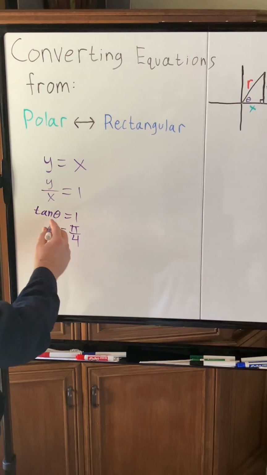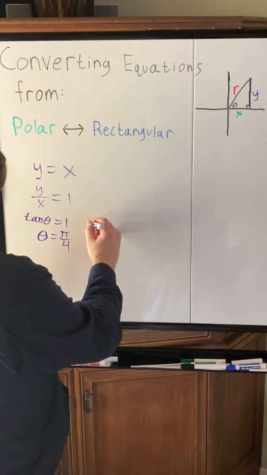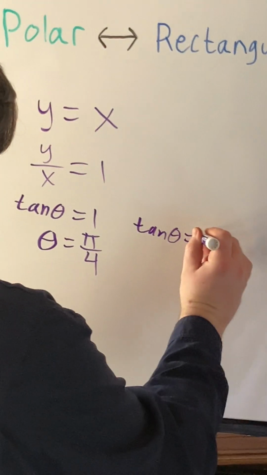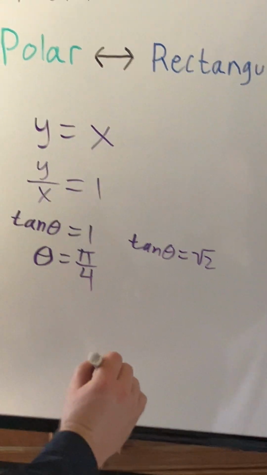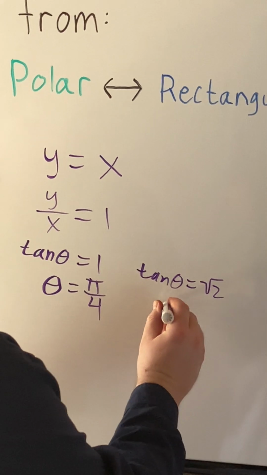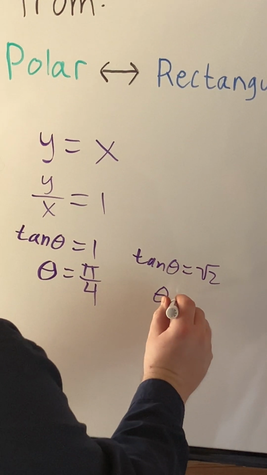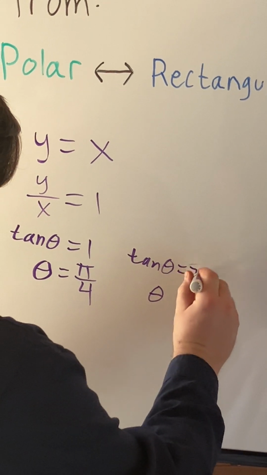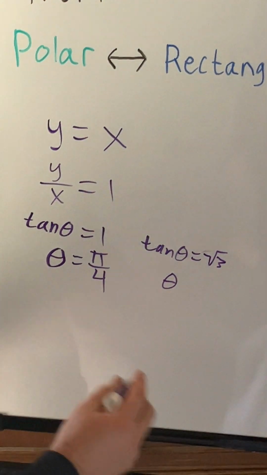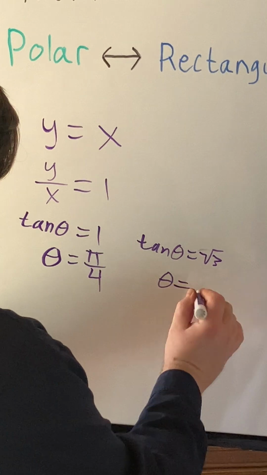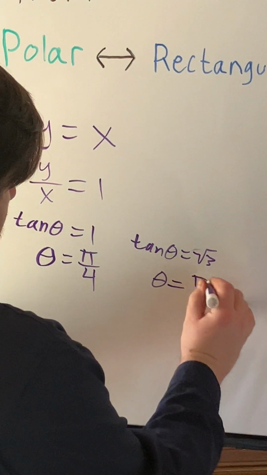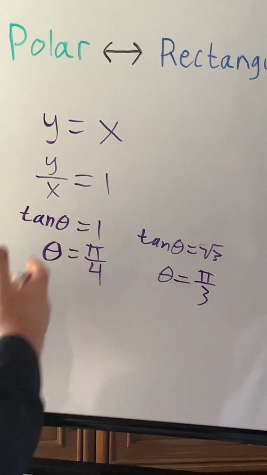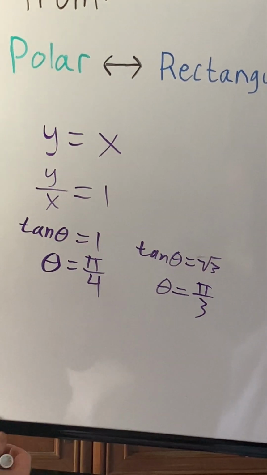Now, likewise, let's say I had something like tan theta equals root 3. If I have tan theta equals root 3, then I would just say theta equals pi over 3. Now these are unit circle values and their subsequent angles.